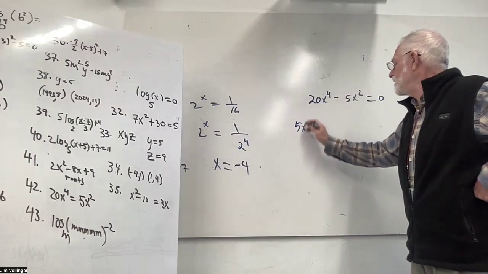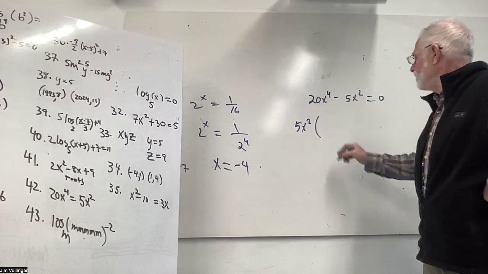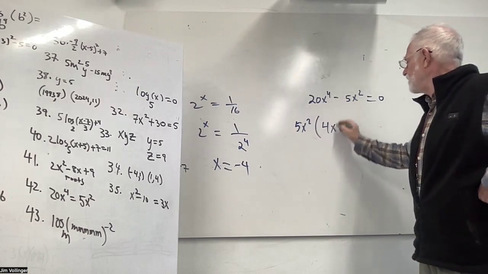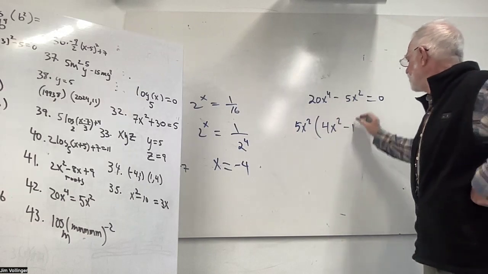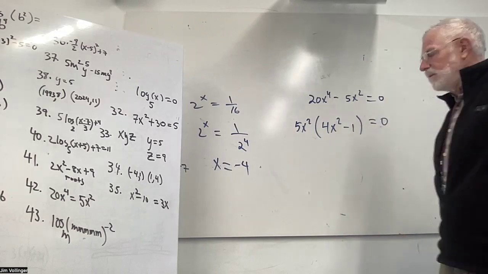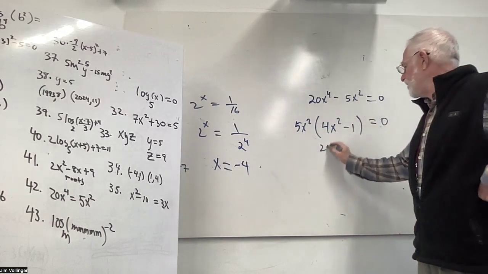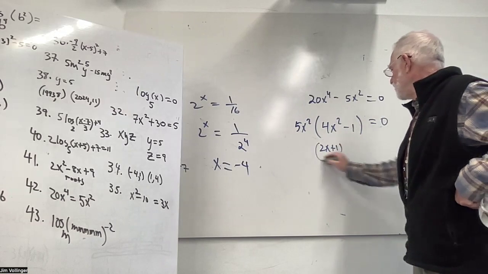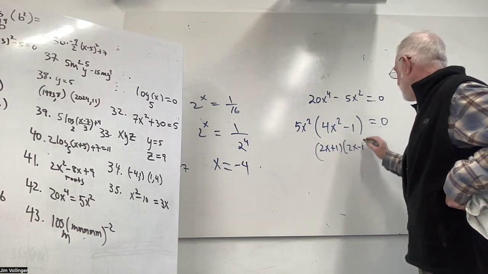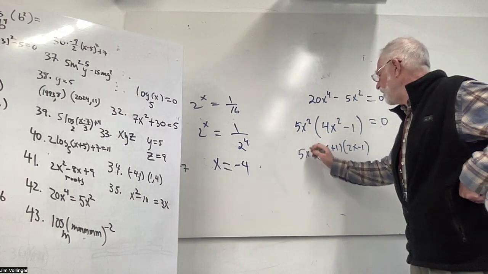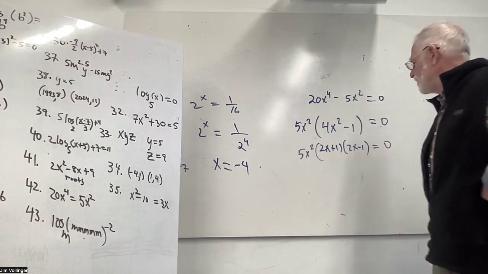So 5x squared is common to both terms. I need a 4 and an x squared here, and I need a -1 here. That equals 0. This is a difference of 2 squares, 2x plus 1 times 2x minus 1. It's nice to see that. And this is 5x squared. So now we have one of those strings that equals 0.